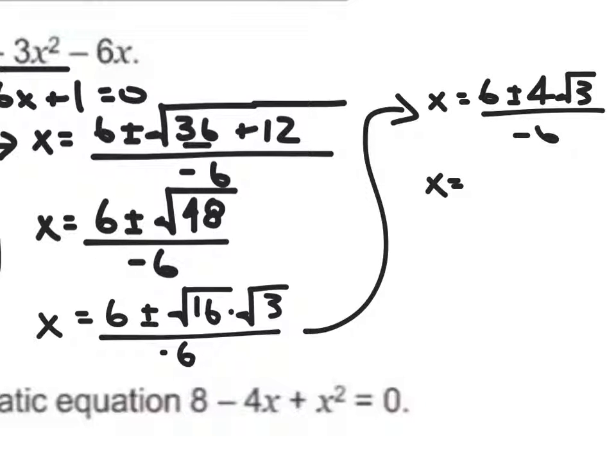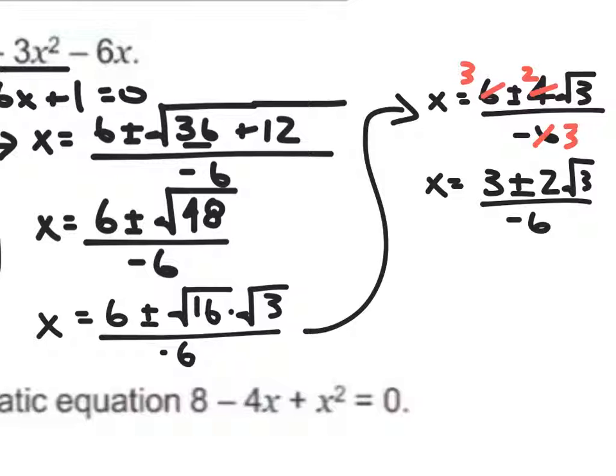Now all these can divide out, so let's simplify them by a factor of 2. I'm going to divide this by 2, so I'll get 3. Divide by 2, I'll get 2. Divide by 2, I'll get 3. So what we get here is 3 plus or minus 2 square root of 3 all over negative 6, okay? So that's our answer.